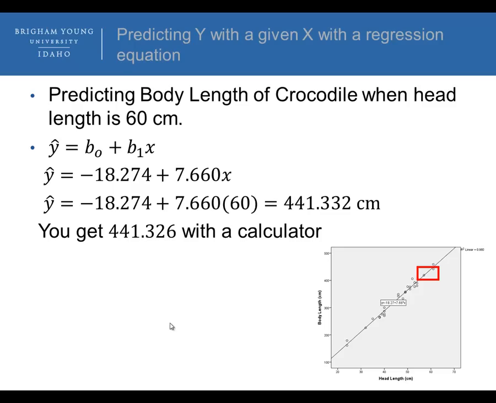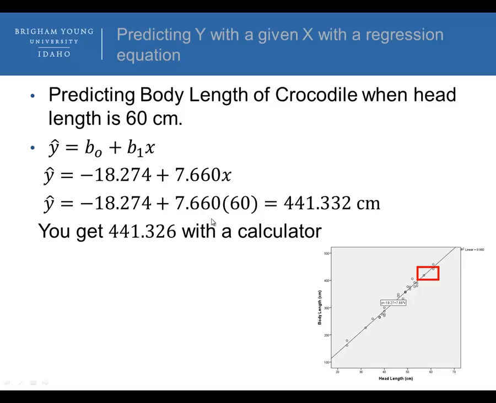For instance, predicting the body length of a crocodile when the head length is 60 centimeters. So what we can do is take this regression equation that we created a few slides ago, and plug in 60 centimeters for x and then solve for y. Okay, so we can get a predicted body length.